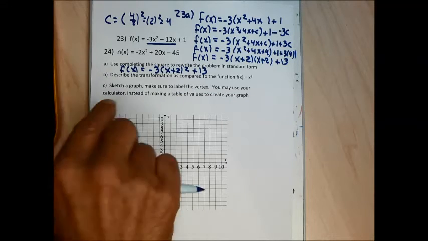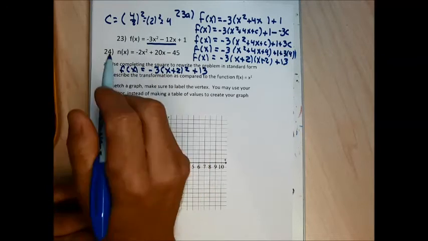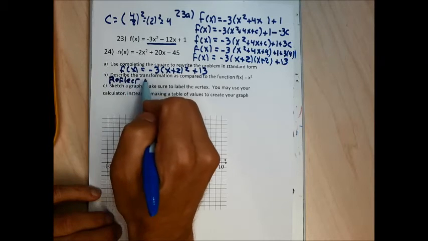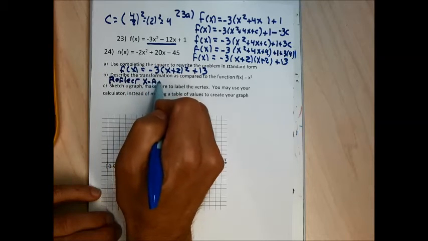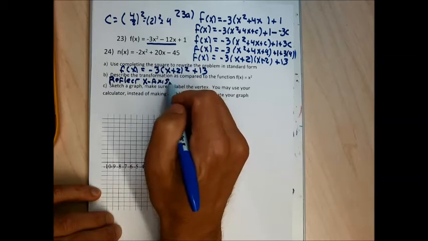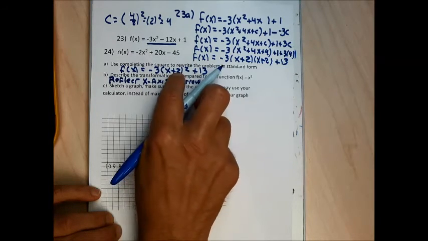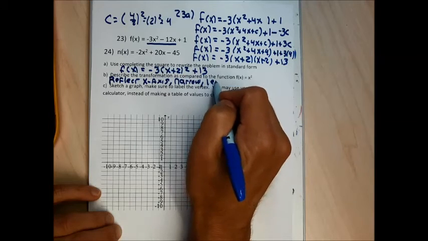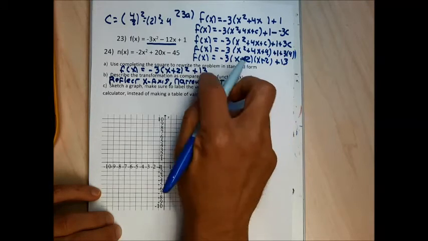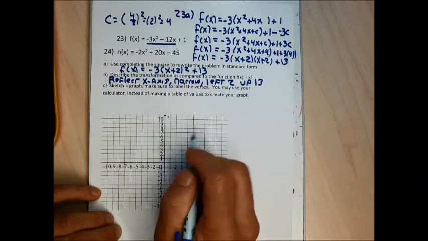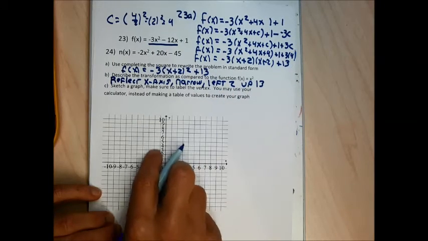To describe the transformation in part B, the negative reflects it over the x-axis. The 3 is going to make it narrow. If it was between 0 and 1, it would make it wide. The plus 2 is going to move it left 2, and the plus 13 is going to move it up 13, which means the vertex is going to go left 2, up 13.